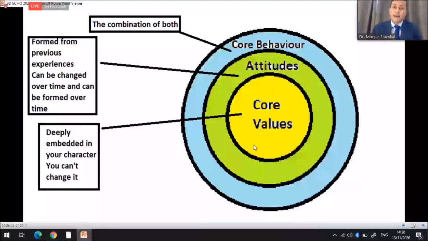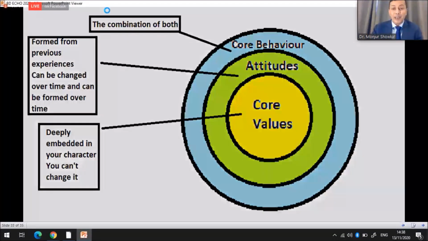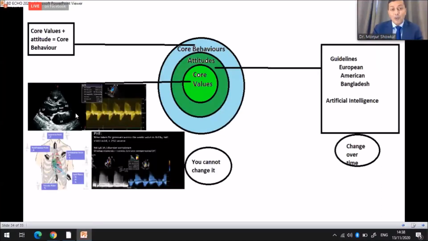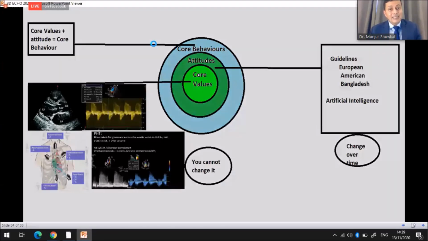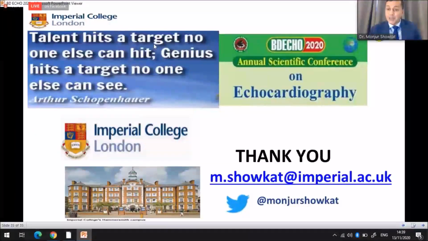So if I put everything together, like in philosophy, in combining echo, some core values are embedded in your character, and you can't change them. Some attitudes change over time, and the combination of both is your core behavior. So, our core values, the way we assess valves, we cannot change these theories. What is changeable is, for example, the guidelines, which are updated regularly, like the USA updating its guidelines. In future, I think artificial intelligence will take over lots of things in assessing our valves, and that could change over time. When you combine both of these, I think we could have better valve assessment. Thank you very much. My apologies for taking a couple of extra minutes.